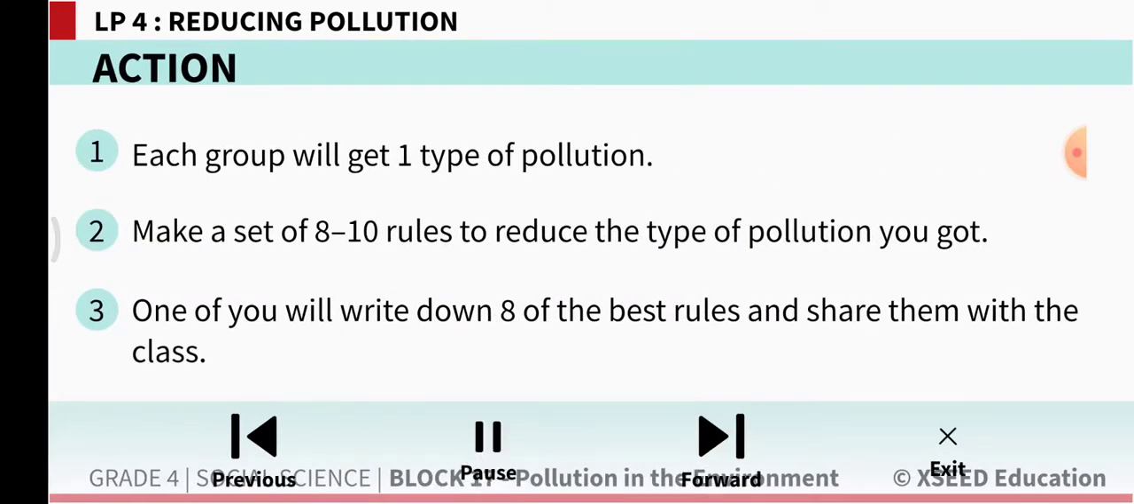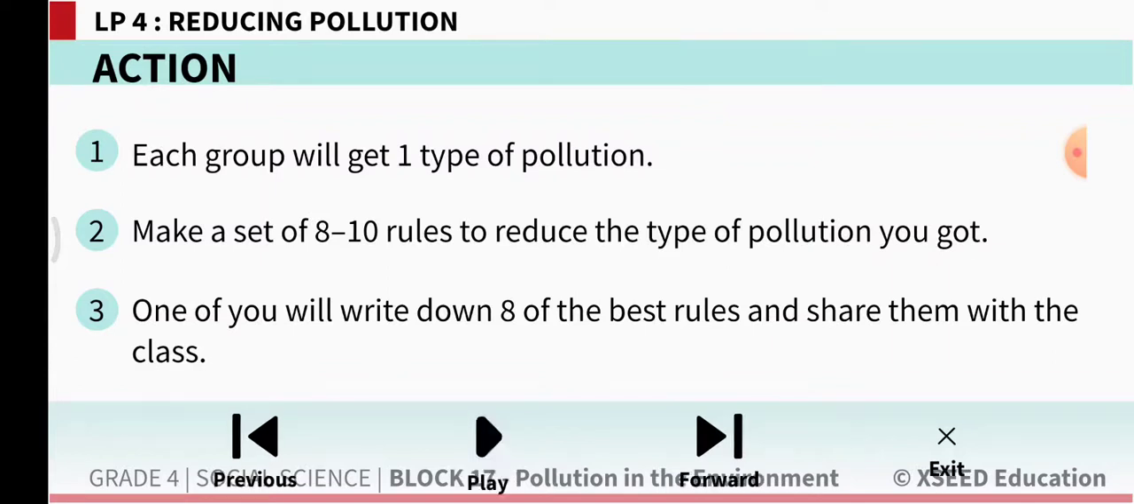So what are we going to do for the activity? Each group in our class, you will be divided into different groups. Each group will write something about one type of pollution. Make a set of 8 or 10 rules to reduce the type of pollution you got.